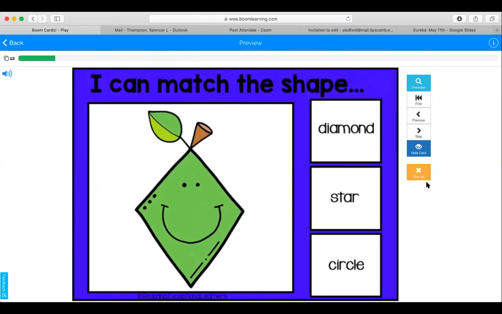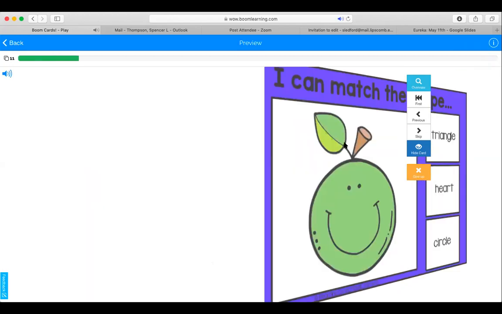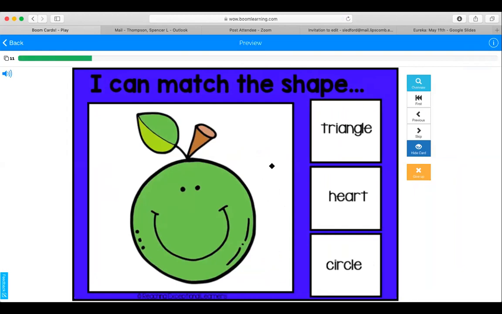Let's try another one. This is a 4-sided shape. 1, 2, 3, 4. It also has 4 angles. I know that we didn't talk about this term specifically, but we could call it a quadrilateral, or most of you might call this a diamond. Excellent work. A couple more.